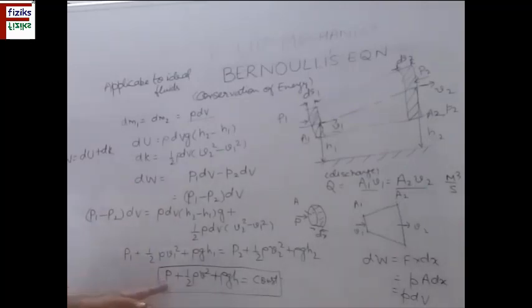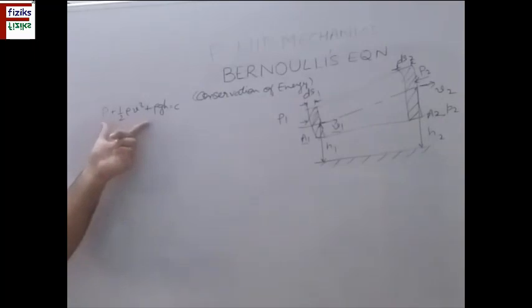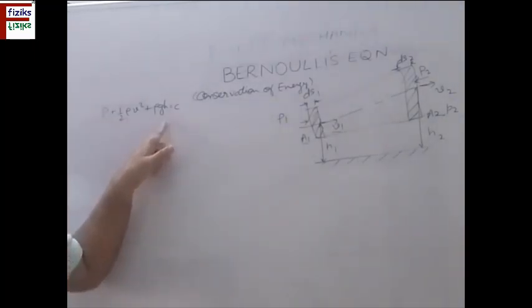This first term shows the pressure, this term shows the kinetic energy, and this term shows the potential energy. So this is called Bernoulli's equation for ideal fluids. You can note it down. So we were discussing the Bernoulli equation, and the sum of these three terms is constant for an ideal fluid which is non-viscous and incompressible.